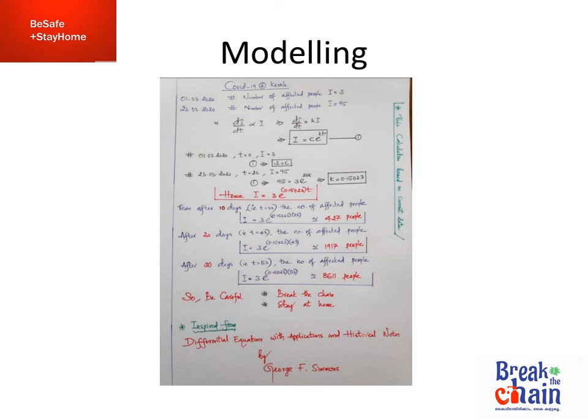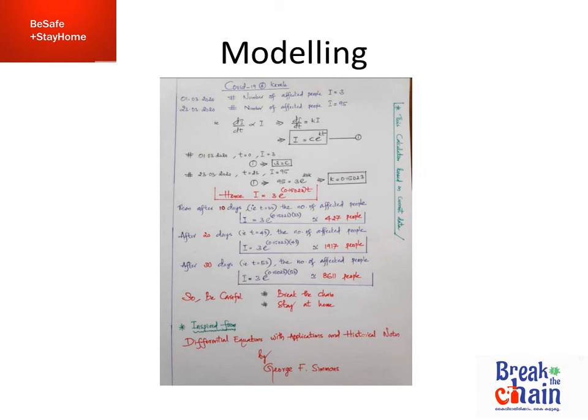So on March 1st, the number of affected people I equals 3. And on 23rd March, the number of affected people I equals 95. So you can define a differential equation for this process: dI by dt proportional to I, which implies dI by dt is equal to a constant k times I. This is a very simple differential equation, and we know the solution is exponential growth, given as I equals c e raised to kt.